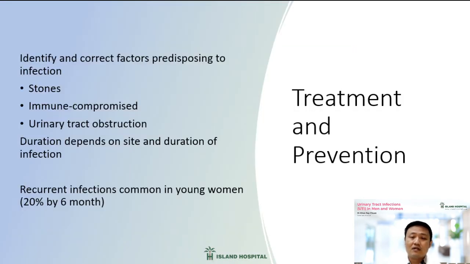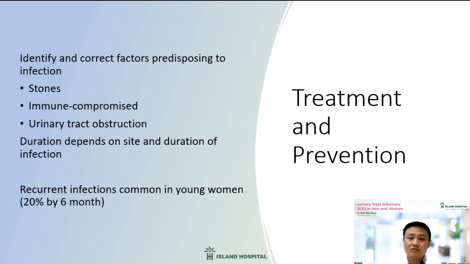So, having identified the risk factors among men, women, and children, our next step is to treat and to prevent the infection. Basically, the treatment and prevention is to identify the cause and risk factors. For example, if you have stones that lead to frequent infection, you need to get rid of the stones, not give antibiotics every visit.